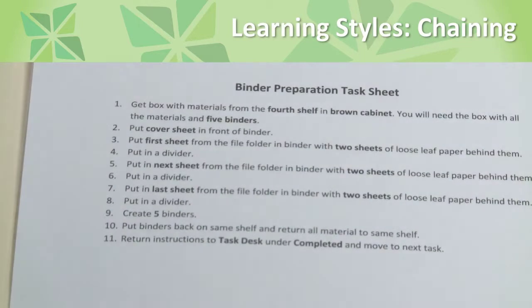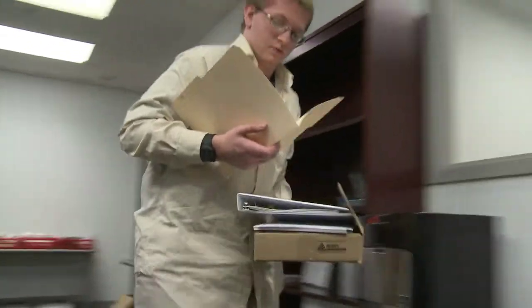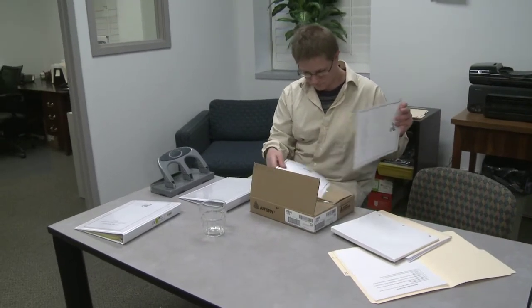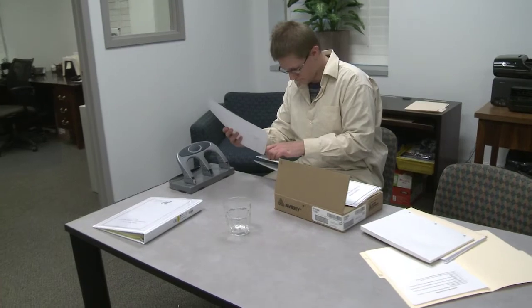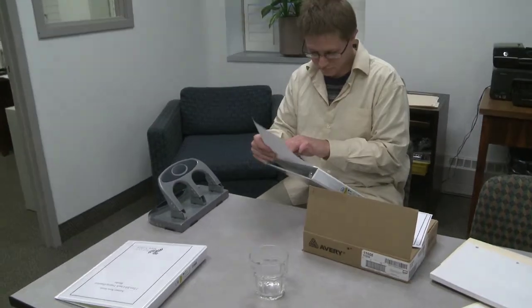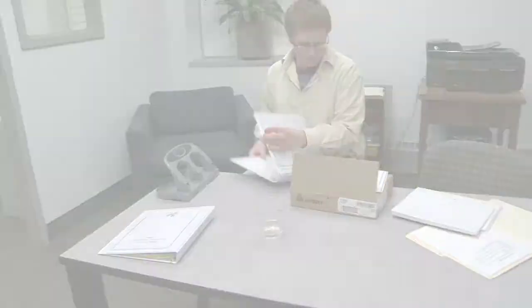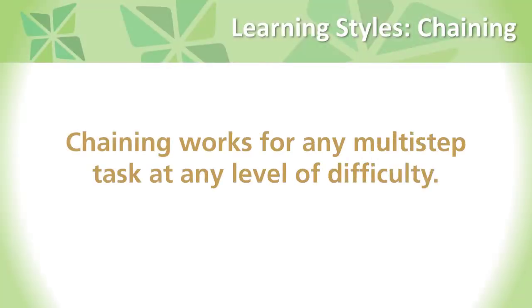Chaining. Chaining is a process by which you break down the task into several steps. Once you have all the steps put in place, you focus on learning the first step. Once the first step is learned and mastered, you add another step until it is mastered. When all the steps are added, the chain is complete and the individual can perform all aspects of the task independently. Chaining works for any multi-step task at any level of difficulty.